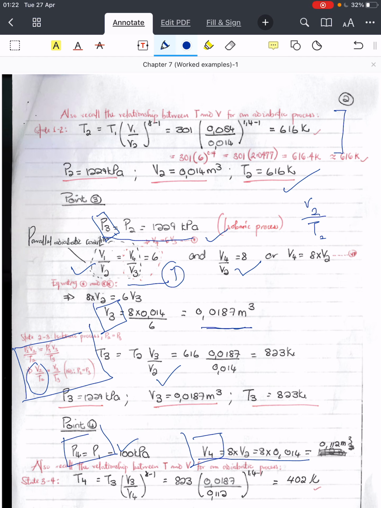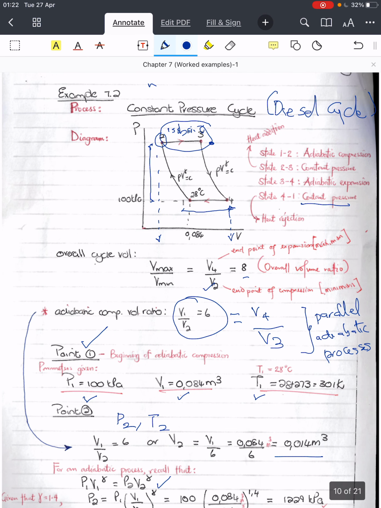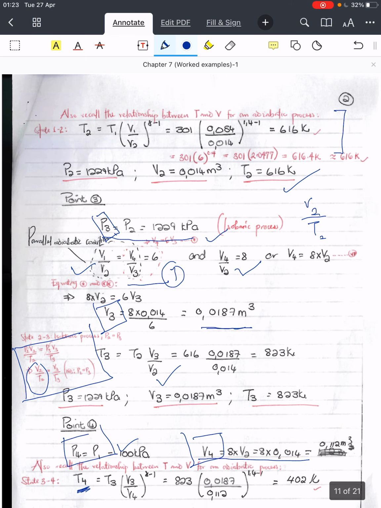For anything happening at point 4, we can look at point 4 from two perspectives. We can look at point 4 from this perspective, isobaric, and we can also look at it from the 3 to 4 perspective, the adiabatic perspective. If we solve it from the adiabatic perspective, we can use the adiabatic process relationship, which we've been given, which is this, and then we can solve for the temperature.